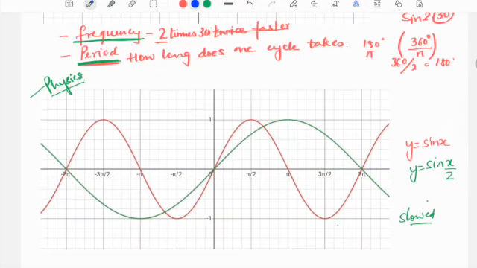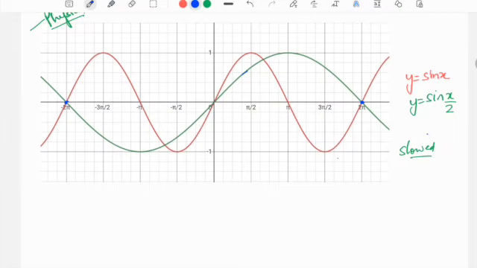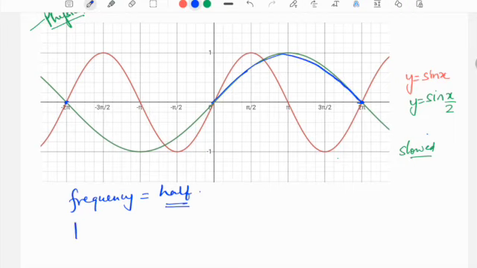Okay, so slow down means now the one is going to take double the time. Okay, so the frequency here is half, right? Because in 360 degrees it's only half of the curve that is going through, right? So the frequency is half, whereas the period is 2 times 360. So that is going to be 4 pi, because the circle is going to complete at 4 pi. Okay, so I hope this makes sense of frequency and period.